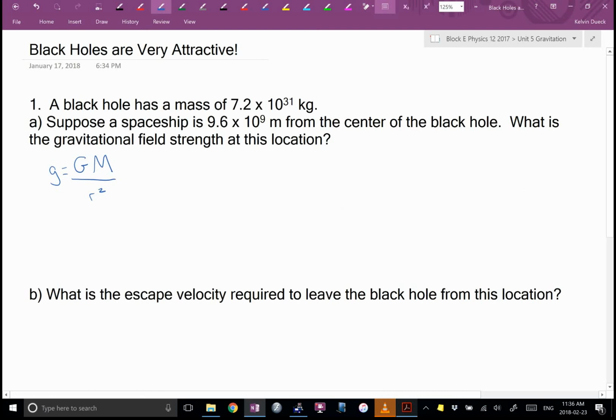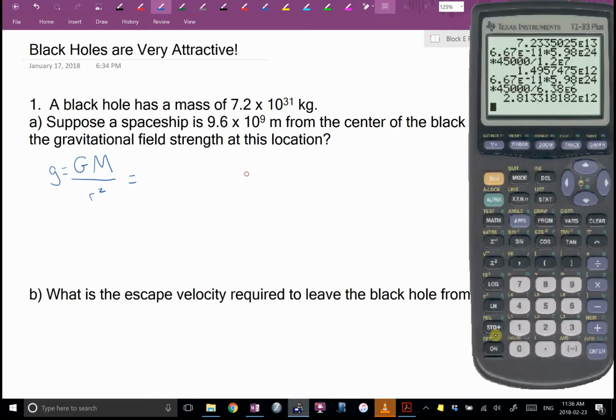So, you know I just like giving you equations that we can figure out. Hey, what is the gravitational field strength at this location? I'm going to give you a hint. It's going to be bigger than 9.8. 6.67 times 10 to the negative 11, times 7.2 times 10 to the 31 divided by 9.6 times 10 to the 9th squared.